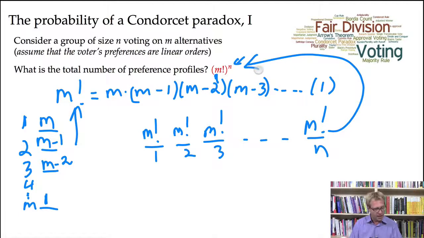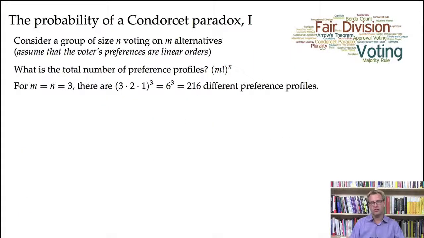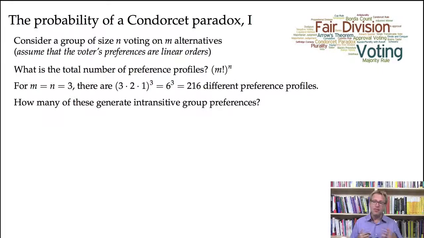nth power. To make things very concrete, suppose that we have 3 voters and 3 candidates. In that case, there are 3 factorial raised to the third power, so that's 6 to the third, so 216 different possible preference profiles. And now our question is, how many of those generate an intransitive group preference? First of all, you have to ask, how many possible intransitive group preferences are there? Well, if there are 3 candidates, then there are exactly 2 intransitive group preferences.